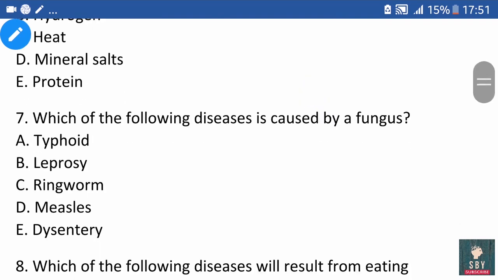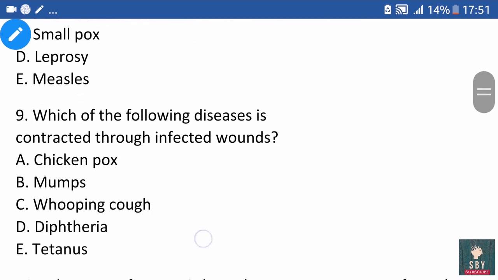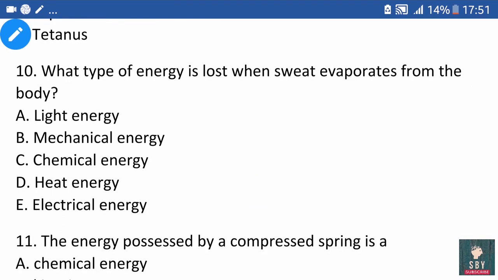Which of the following diseases is caused by fungus? Now, almost every past question in integrated science has questions on infectious diseases, their symptoms, microorganisms which cause them, and so on. So you can take note of that and then go through them. The same here. Which of the following diseases will result from eating improperly cooked meat? Infectious diseases again. Which of the following diseases is contracted through infected wounds? Infectious diseases again.